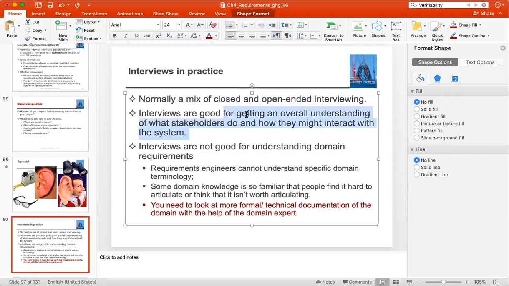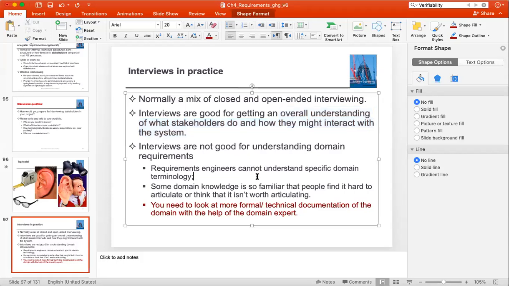Interviews are good for getting an overall understanding of what stakeholders do and how they might interact with the system. Yeah, it's getting close to users. Getting close to users is really, really important. I should say also stakeholders in general, because some requirements would come not from direct users, but from stakeholders.